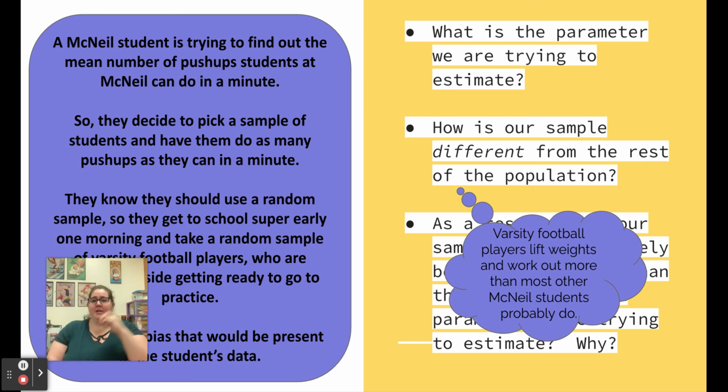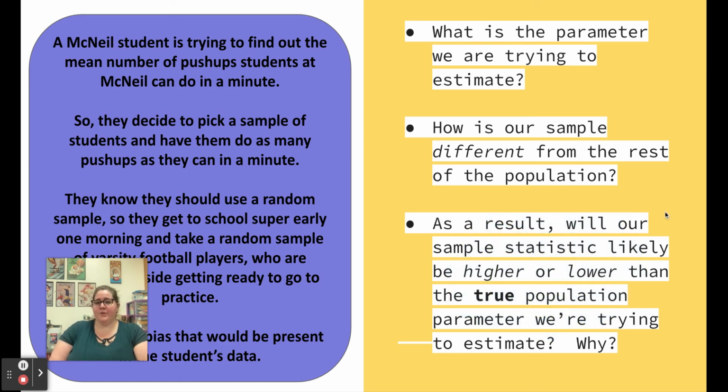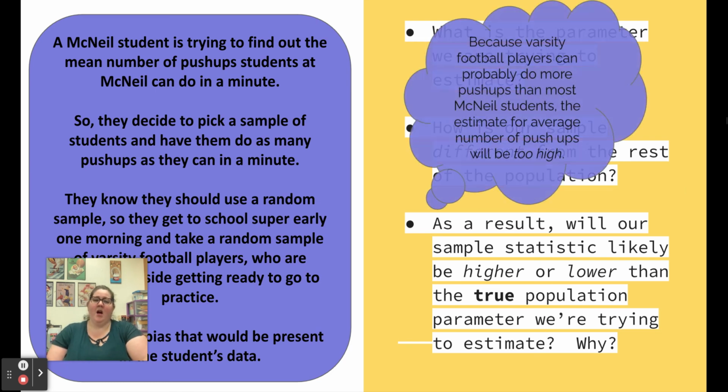We're dealing with a sample that is not representative of the population, and they lift weights and work out more. So as a result, will our sample statistic likely be higher or lower? We're trying to estimate the true average number of push-ups a student can do in a minute. Our sample probably works out more than the population. So as a result, our statistic for that mean number of push-ups will probably be too high because varsity football players can probably do more push-ups in a minute than the majority of McNeil students. So that estimate for the average will probably be too high.